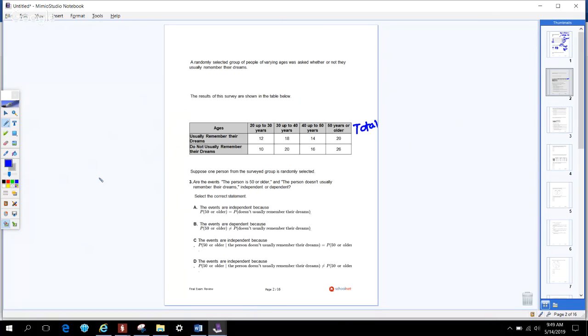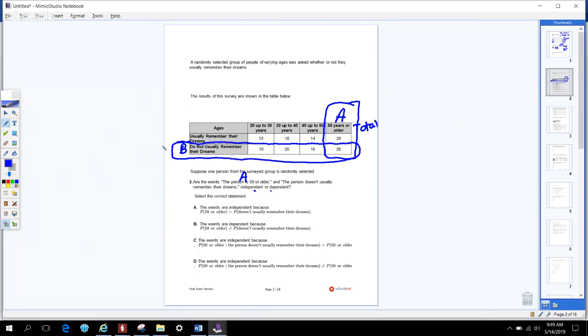So suppose one person is surveyed. Are the events, the person is 50 or older, and the person doesn't usually remember their dreams, independent or dependent? So I'm just going to label a person is 50 or older as A. So that means that this column will be my A. And I'm going to label a person doesn't remember their dreams as B. And so these are the only 2 pieces of information I care about here.